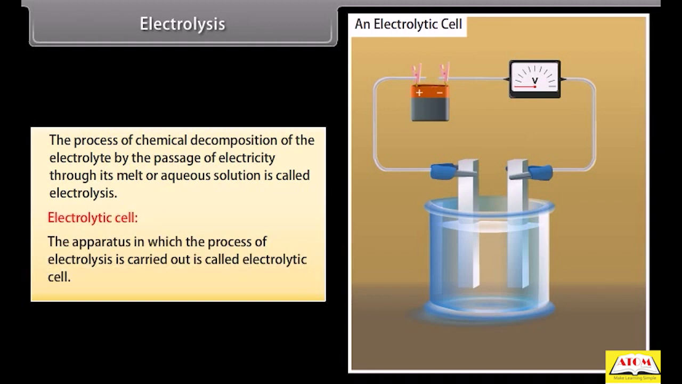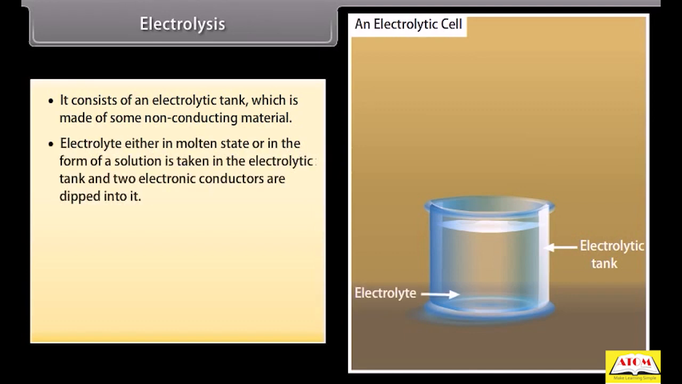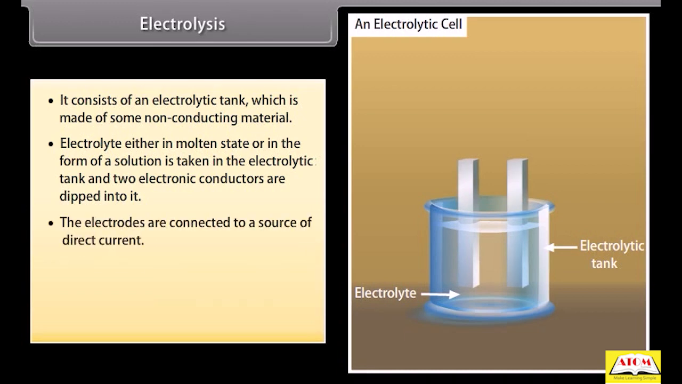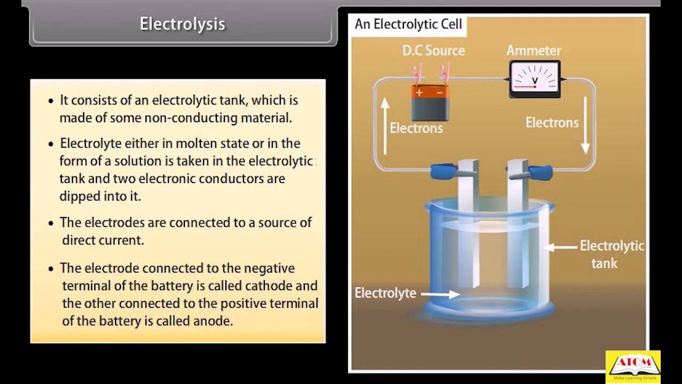Electrolytic cell. The apparatus in which the process of electrolysis is carried out is called electrolytic cell. It consists of an electrolytic tank which is made of some non-conducting material. Electrolyte, either in molten state or in the form of a solution, is taken in the electrolytic tank and two electronic conductors are dipped into it. The electrodes are connected to a source of direct current. The electrode connected to the negative terminal of the battery is called cathode, and the other connected to the positive terminal of the battery is called anode.